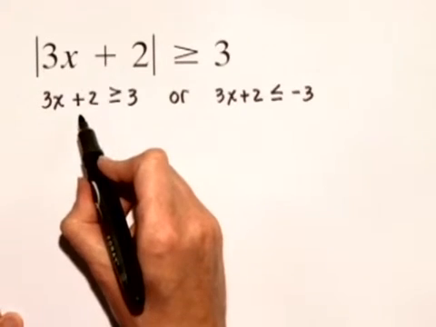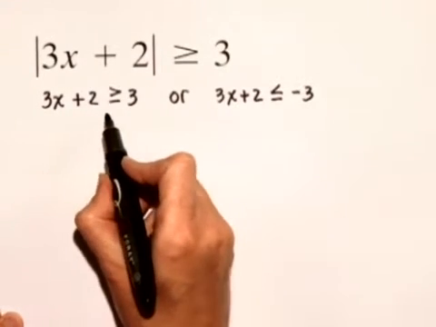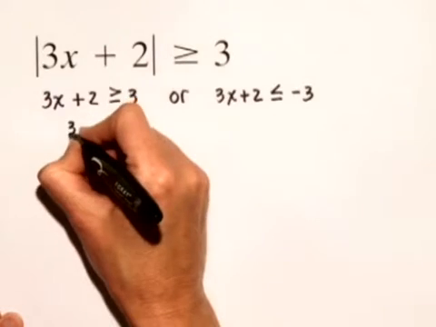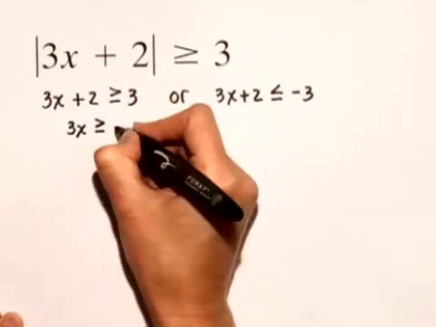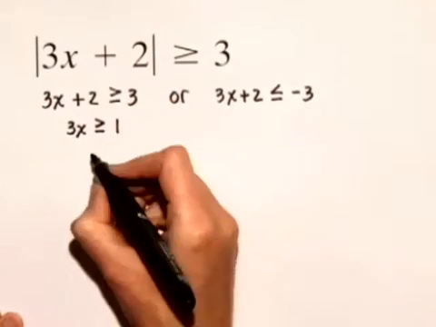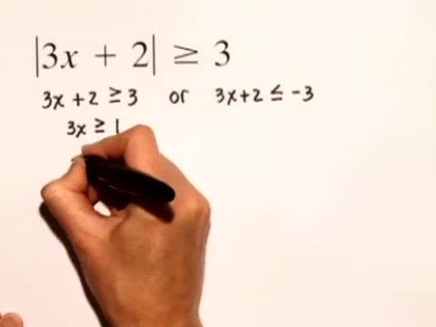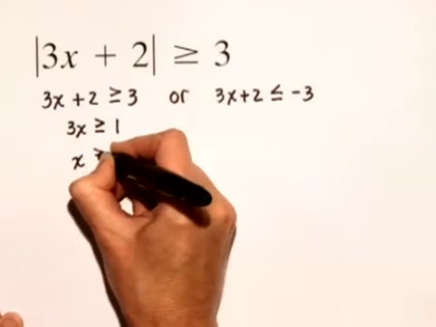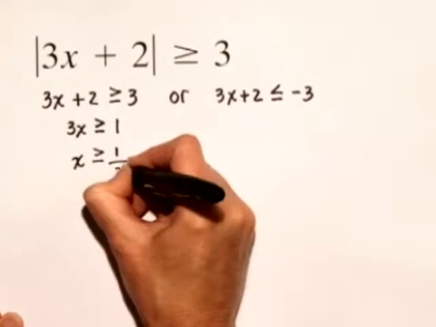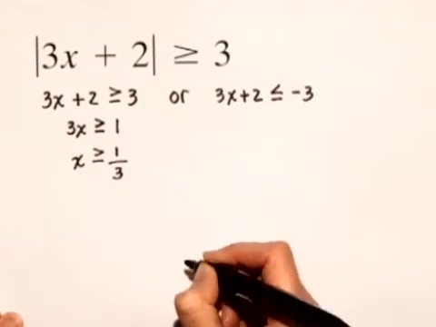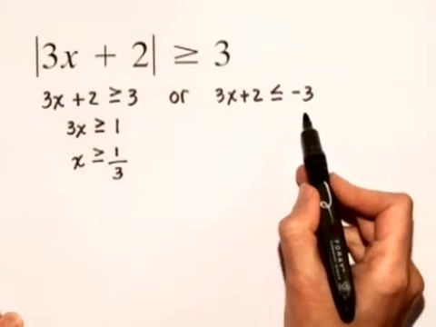Let's take a look at the first one. Let's subtract 2 from both sides and we'll get 3x is greater than or equal to 1. And when we divide both sides by 3, we simply have x is greater than or equal to the fraction 1/3. Or let's look at our other inequality.